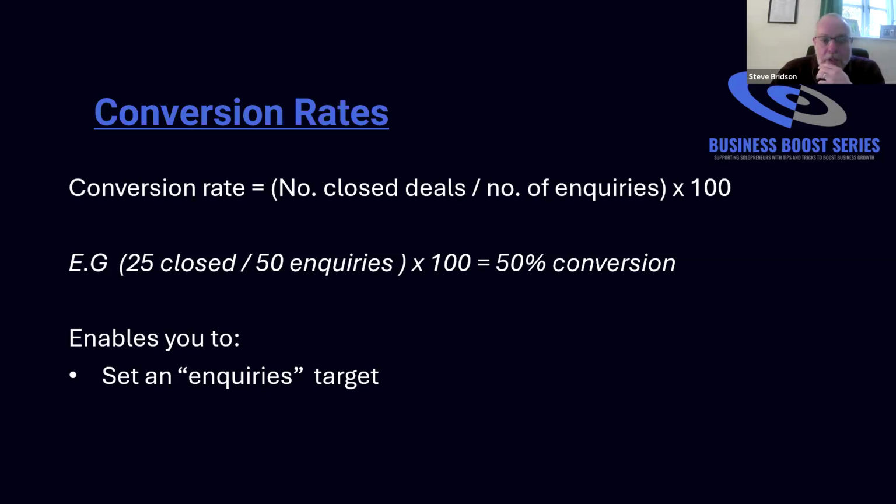Well, the answer is 20 inquiries per month. And you just basically work that out. The other thing to think about here is if your conversion rate is low, below, say, 30%, you really need to look at your sales process. And the only way that you'll do that is you'll know what your conversion rate is. So my conversion rate generally runs around 65%.